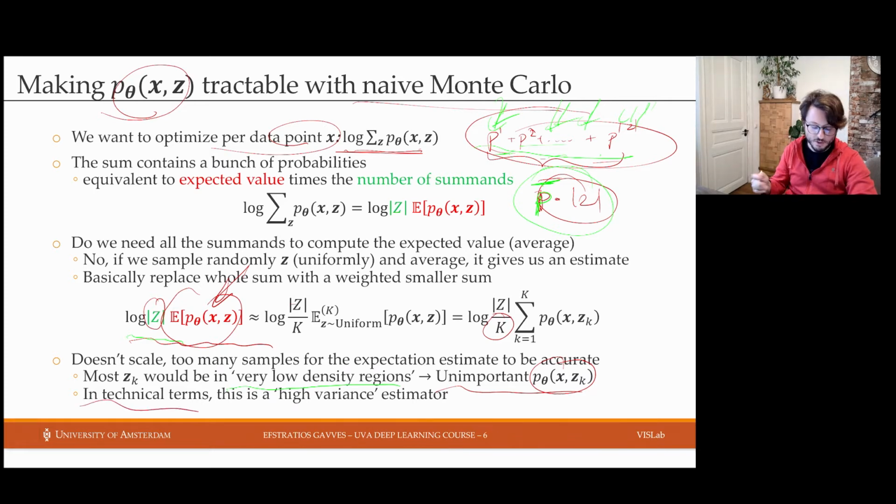In more technical jargon, we would say that this is a high variance estimator, in the sense that if I repeat the process, so if I pick 10 summands now, compute the average and calculate the final sum, I would get one number. If I were to repeat the same process with the same number of random samples, I would get another estimate, and the two estimates would not be very close to each other. There will be a high variance in these statistics.